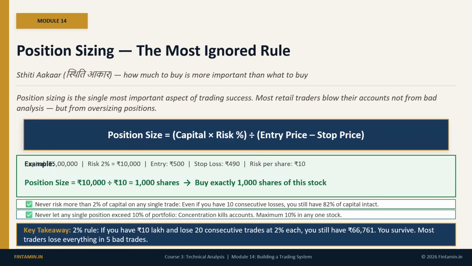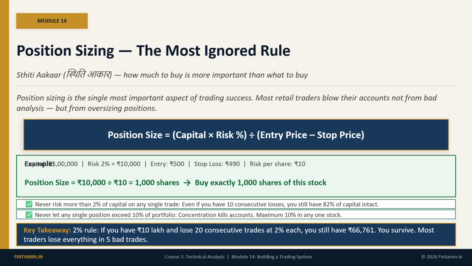Position sizing, the most ignored rule. Most retail traders spend 90% of their time finding the perfect entry. Professionals spend 50% of their time on position sizing. Let me show you why. The formula: position size equals capital multiplied by risk percentage divided by the distance from entry to stop loss.